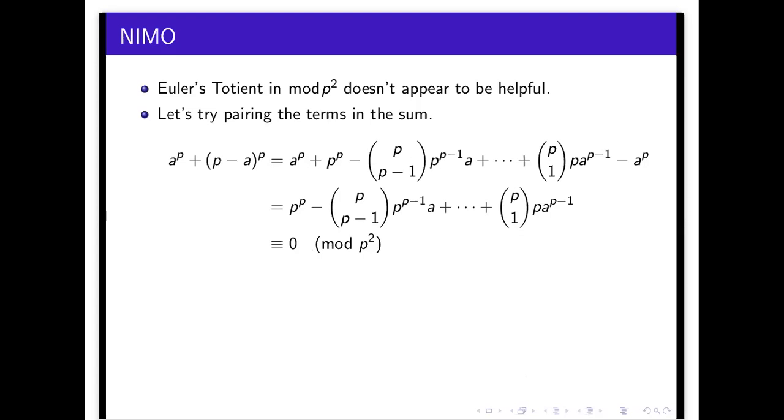So if we pair up these terms to get 0 mod p squared, then how many pairs can we get? Now if we actually add the two terms, accounting for the minus a term, first a to the p plus p minus a to the p is 0 mod p squared. And then you have minus a minus p plus a. So that all comes out to minus p mod p squared.